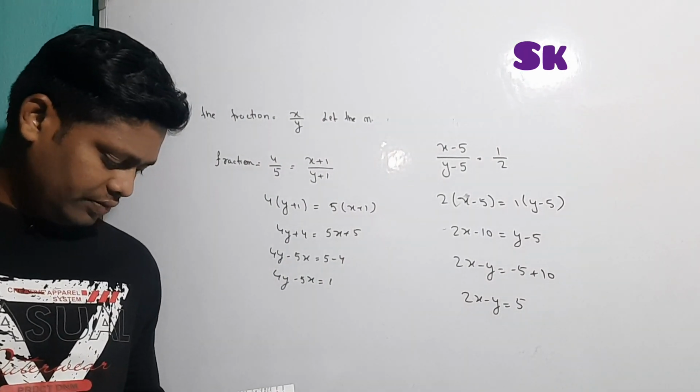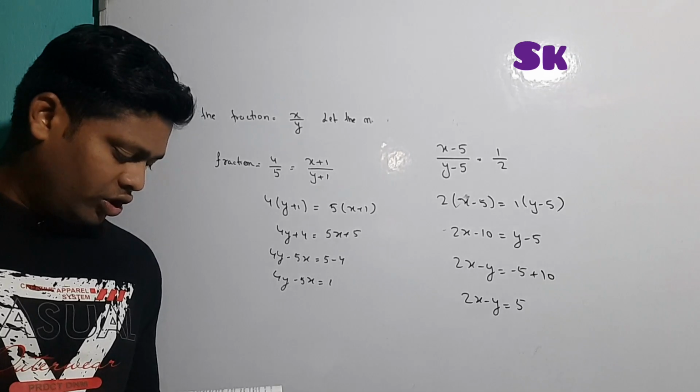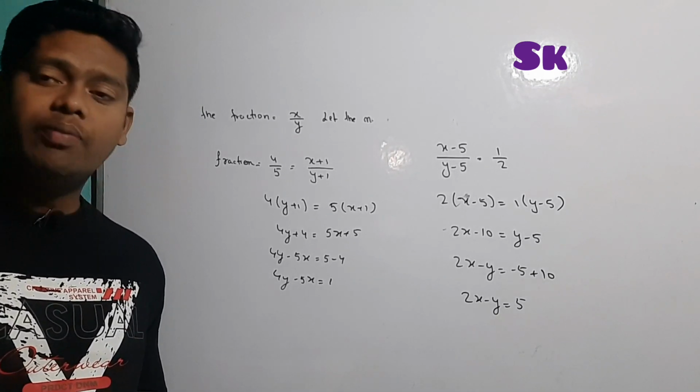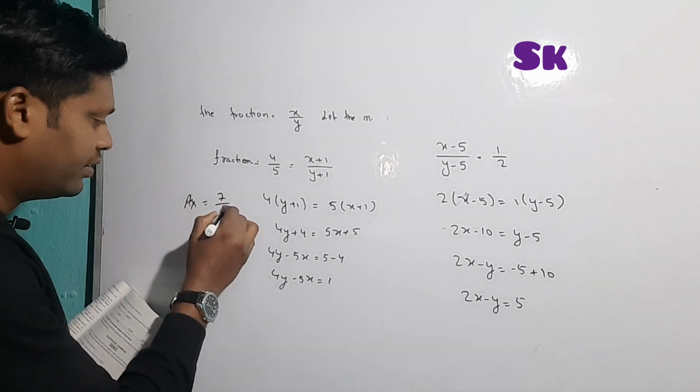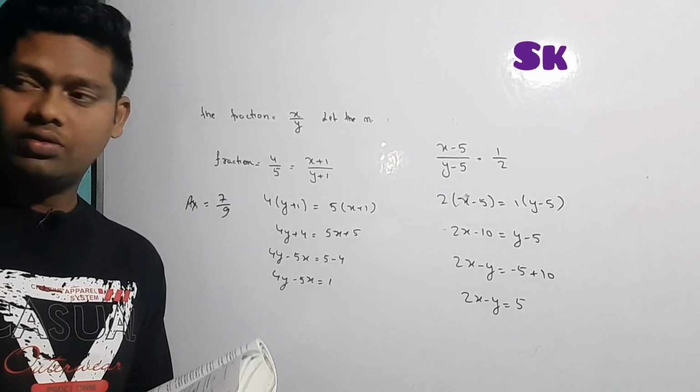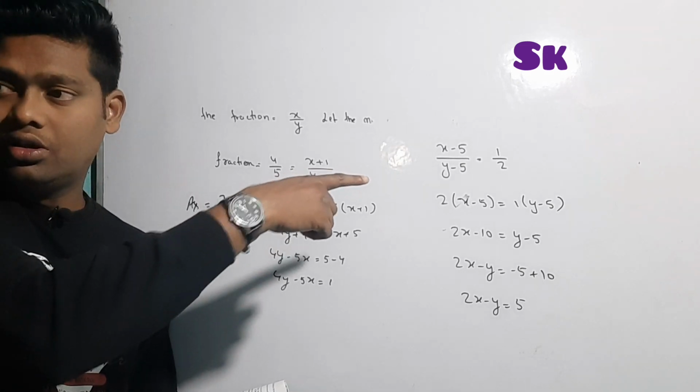Clear? Clear now? The answer for this is 7 by 9. I am showing you the answer. You will solve, you will get your answer. The answer is 7 by 9. This is your answer. Which one? The second one.